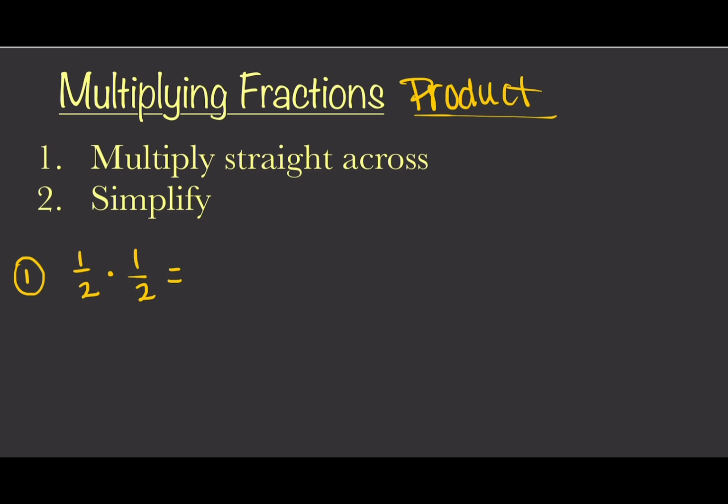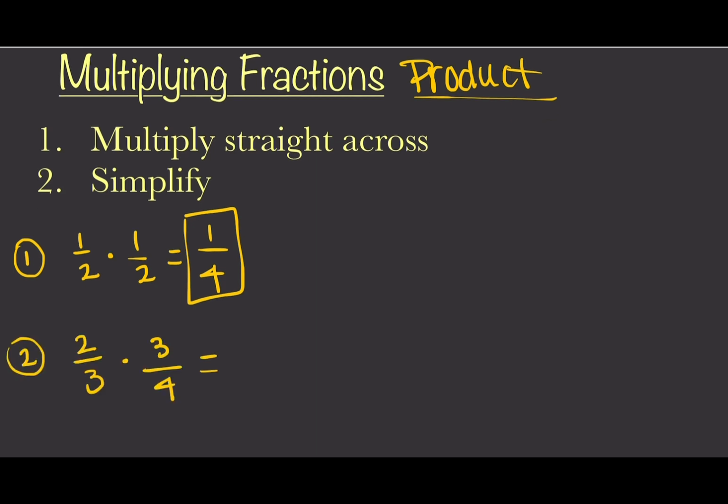So if we have 1/2 times 1/2, you literally just multiply straight across. We can do this 1 times 1 and 2 times 2 and simplify. Well, our fraction 1/4 is as simple as it gets, so we're done. Like I said, this is probably going to be your favorite thing in regards to fractions. Let's look at another example.